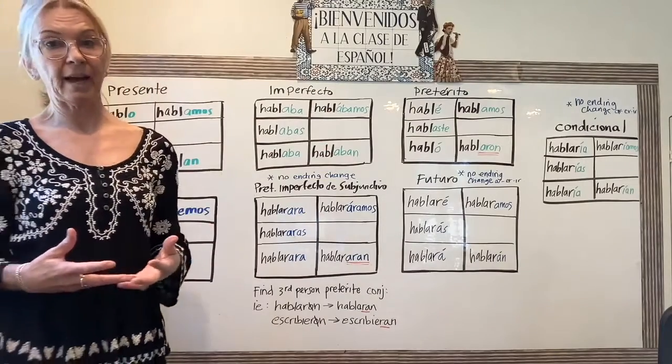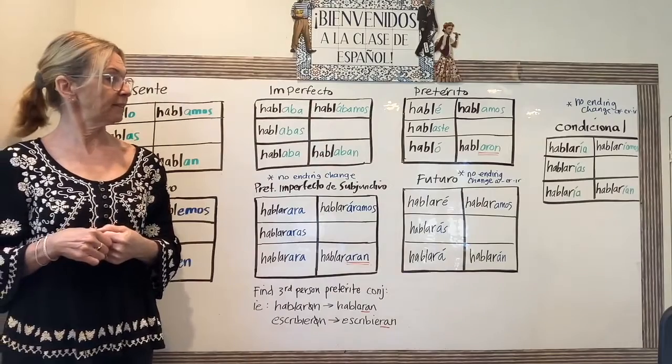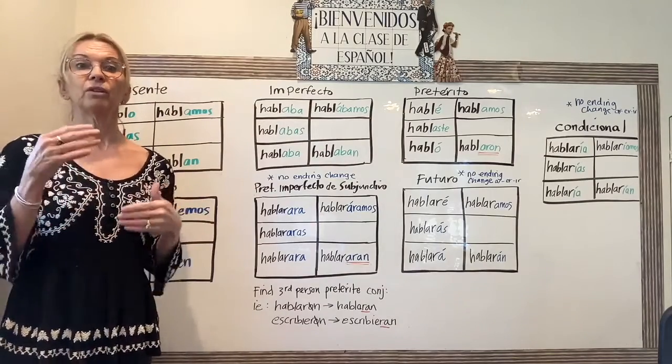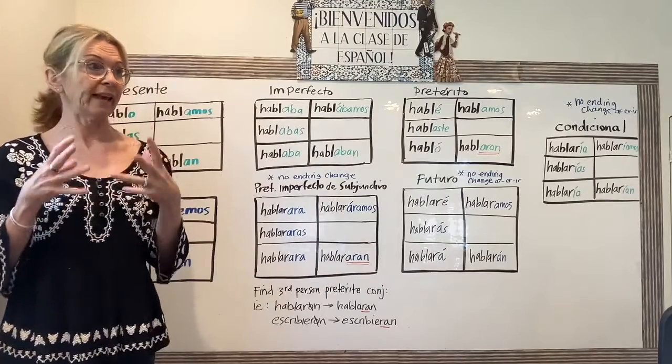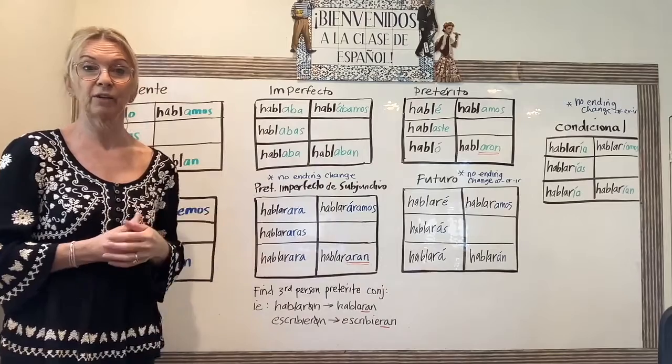I thought it'd be a great time to go over all the different conjugations of the verb tenses so that we can see similarities and differences. As you start learning, you start with the present tense and you learn that the AR verbs are conjugated differently than the ER and IR verbs.